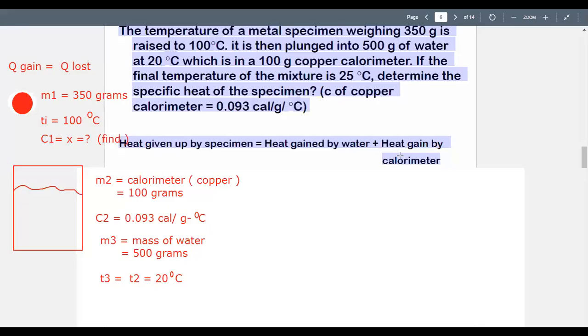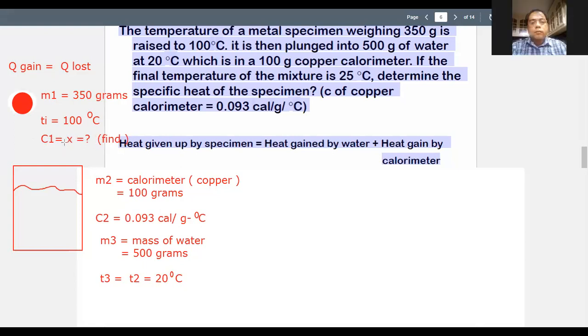Okay, let's repeat now. We have here the temperature of a metal specimen weighing 350 grams raised to 100 degrees Celsius. So this is this metal. We colored it red because it's red hot now, at 100 degrees Celsius. Maybe we put it in boiling water for so long that its temperature reaches 100 degrees Celsius. Its mass is 350 grams. We do not know what kind of metal this is. Therefore, since we do not know what kind of metal, we will determine its specific heat.